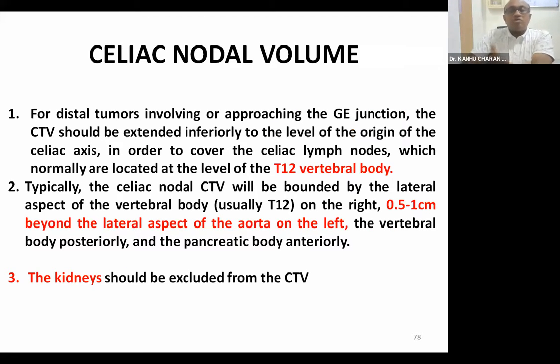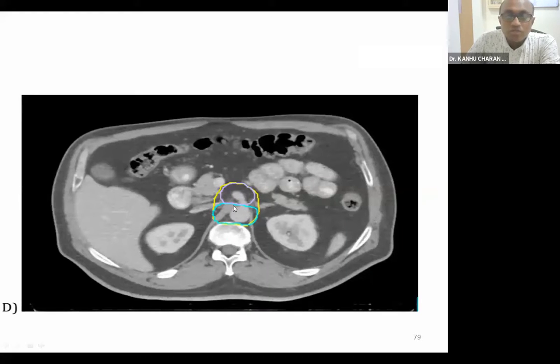Celiac node contouring is also very important. When your celiac node vessels are there, you have to contour. Usually it is located at T12, and around the celiac node, a 0.5 to 1 centimeter margin to the aorta gives your prophylactic celiac node marking. The kidney should be excluded from your CTV. So this is your celiac vessel, aorta, and you give a 1 to 1.5 centimeter margin along the extension. So it will include your celiac node.